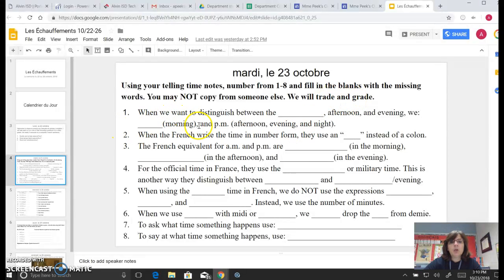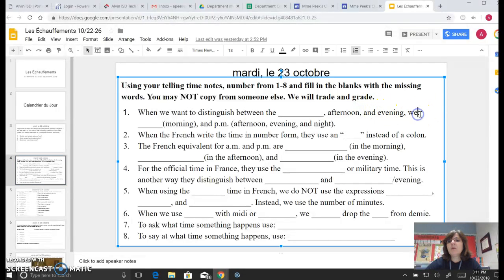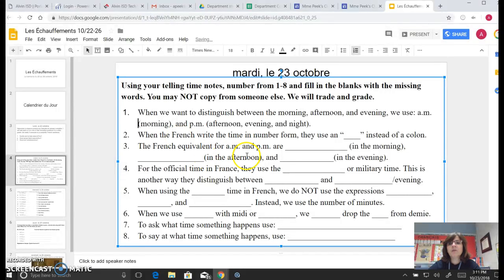All right, so you looked at your notes and then you were to answer these questions or fill in the blanks with the missing words. For example, one of the slides talked about how we, as Americans, distinguish between the morning, which morning would go here, afternoon and evening, and then this should say we use AM. So morning, afternoon, and evening, we use AM. So basically, that's what you had to do for the rest of them.